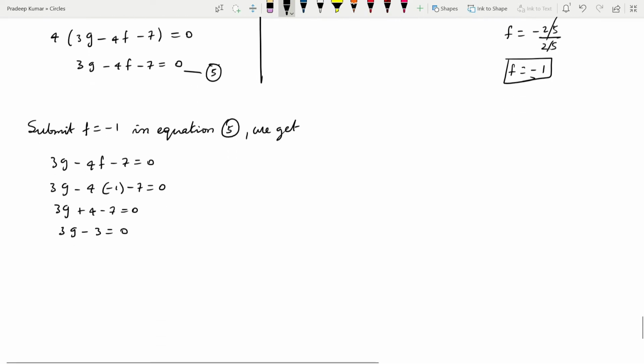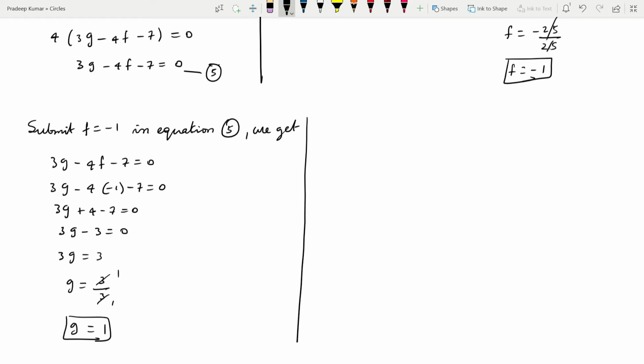So if I send this 3 to the other side, we'll be getting 3g equal to 3. Then g equal to 3 by 3. So the 3s get cancelled, and the g value we are getting is 1. Okay. So the f value we got is minus 1 and the g value we got is 1. So now we'll find out the value of c. For that, we can substitute both f and g values in equation 3. So I'll write here: substitute g equal to 1 and f equal to minus 1 in equation number 3.